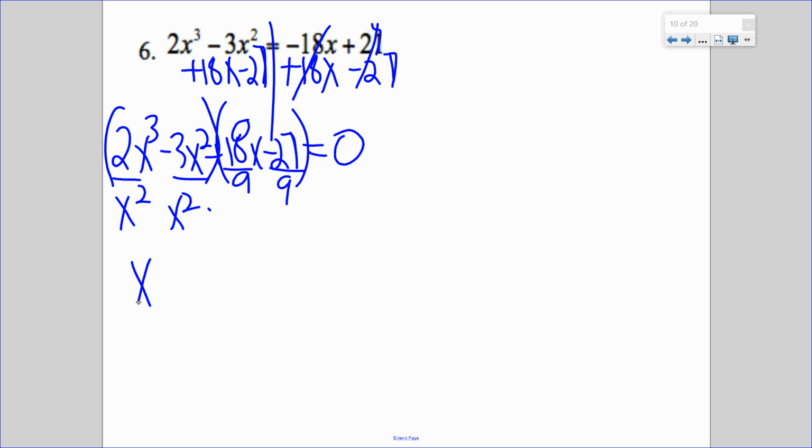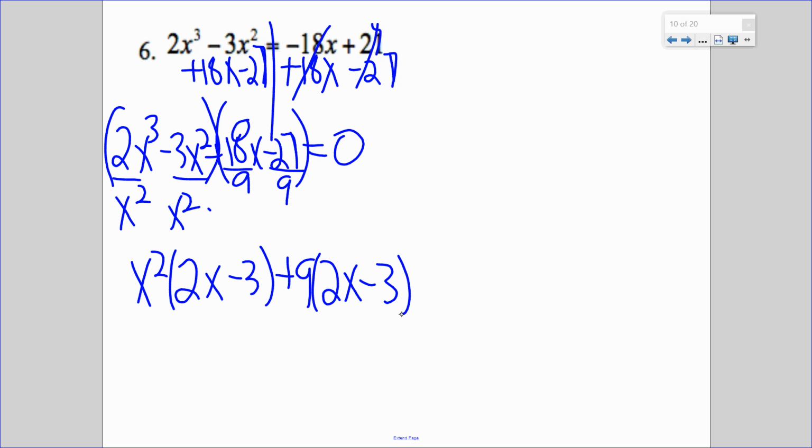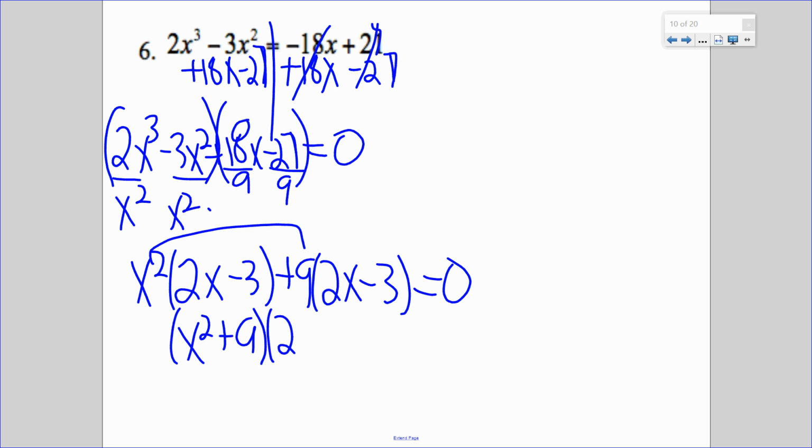So I get x squared, 2x minus 3 plus 9, 2x minus 3. And then I combine my coefficients. I get x squared plus 9, 2x minus 3 equals 0. Can I factor further? Well, x squared plus 9 might look a little bit like DOTS, but it's not. It's SOTS. It's not subtraction, so it's not DOTS. Not GCF, not DOTS, not trinomial, not grouping. It can't be factored further.